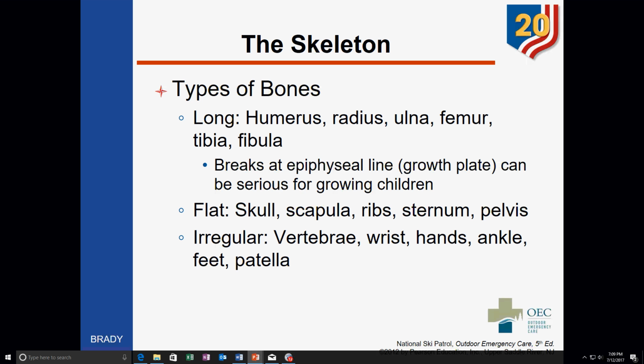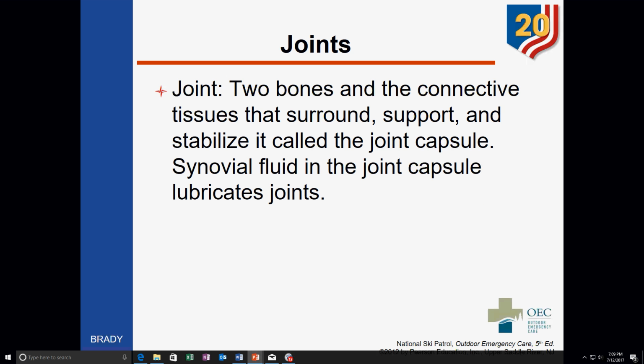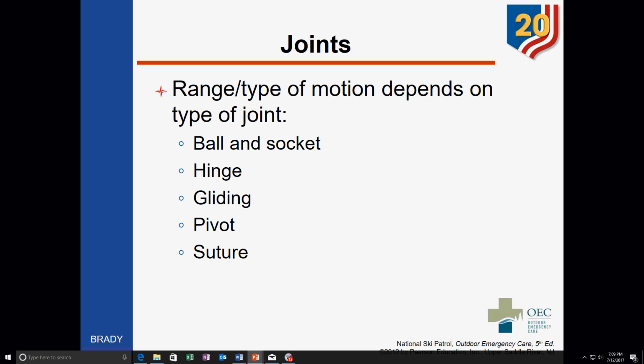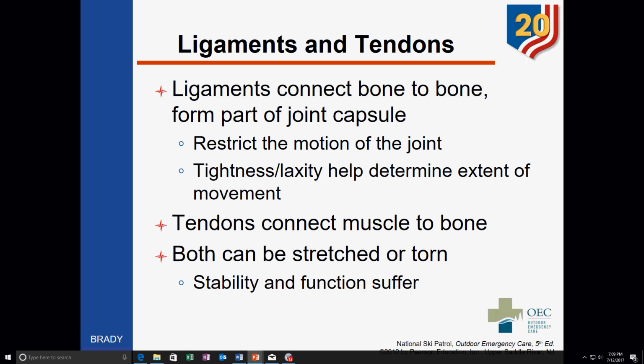Types of bones: long, flat, irregular, and so on. Know your anatomy: the clavicle, the humerus, the pelvis, the ribs, the sternum, and so on. The different bones and where they are. That is important when you're doing your assessment. Self-explanatory. You got different types of joints. Freely movable, the one in your hip, the slightly movable in your spine, and your sacroiliac joint in your pelvis.